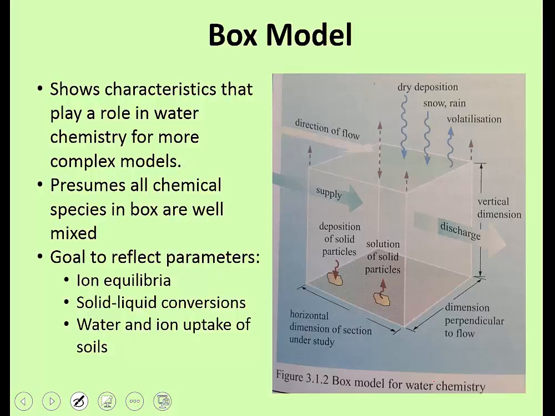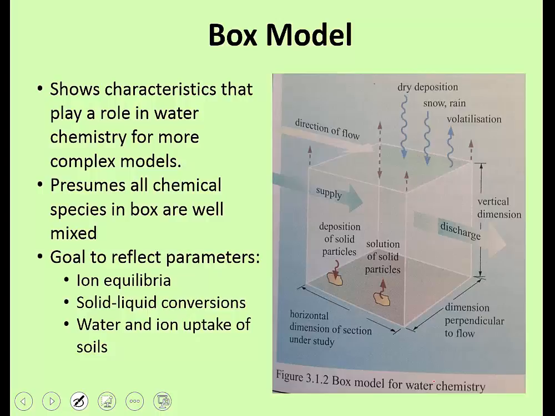All right, now in the next figure, he shows you a box model. And you don't need to worry about this too much. This actually represents a zero-dimensional figure. I know it doesn't look like it in the book, but it's basically just a zero-dimensional box model. And it's showing the characteristics that play a role in water chemistry for more complex models. So the cycle that we just looked at is actually a very simplified model. It doesn't show a lot of the detail and it doesn't take into account a lot of things. The box model is just supposed to give a little bit more of an in-depth look at the things that are going to affect that cycle.